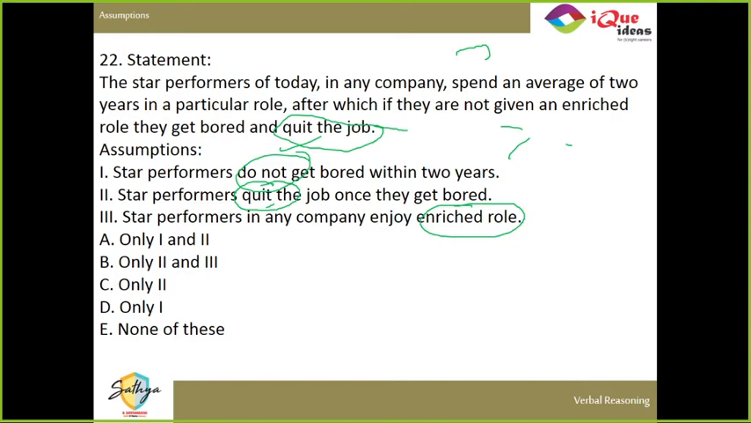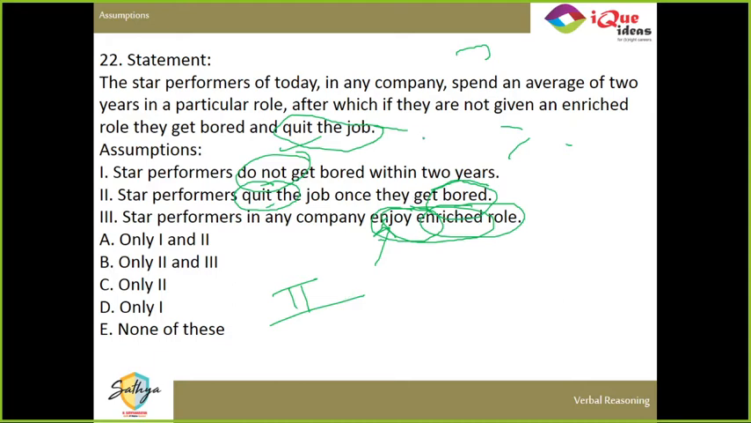Okay. So what is the author assuming in this particular question? Is it that they enjoy the enriched role? The point is not about enjoying the enriched role. The point is either they need to be engaged or they get bored. And if they get bored, they quit. It is the second option, which is clearly the assumption, that if they get bored, they are quitting.